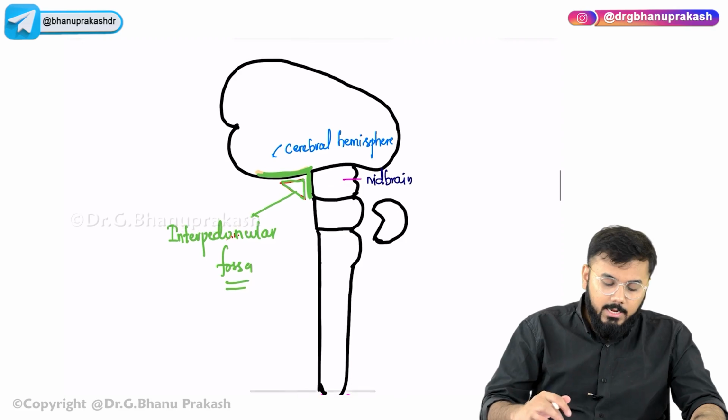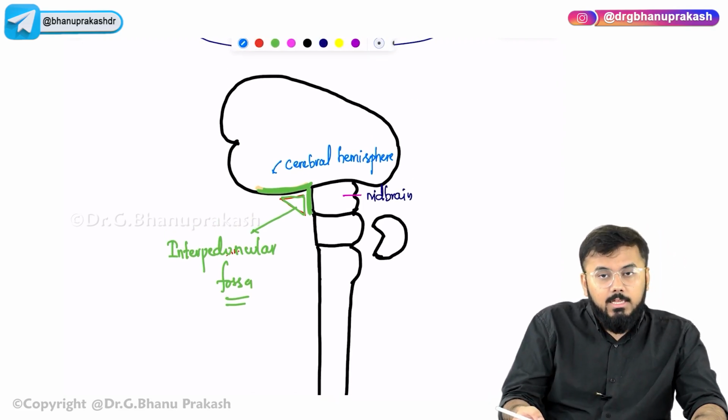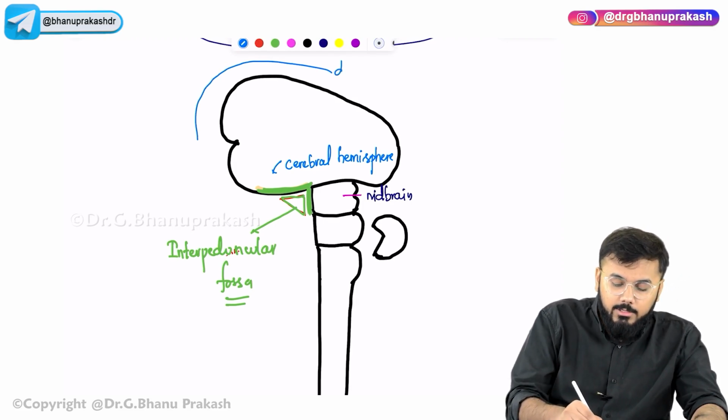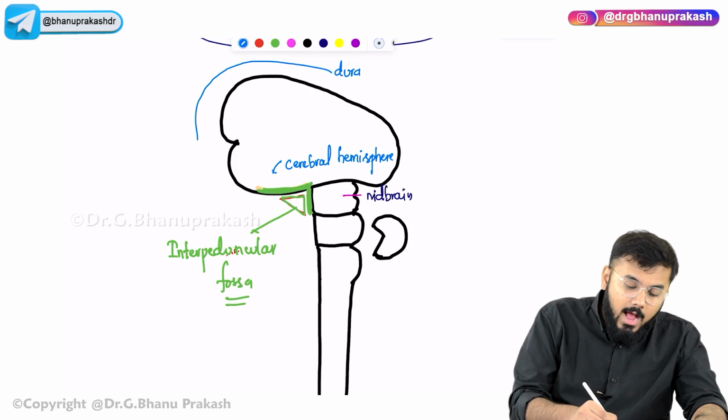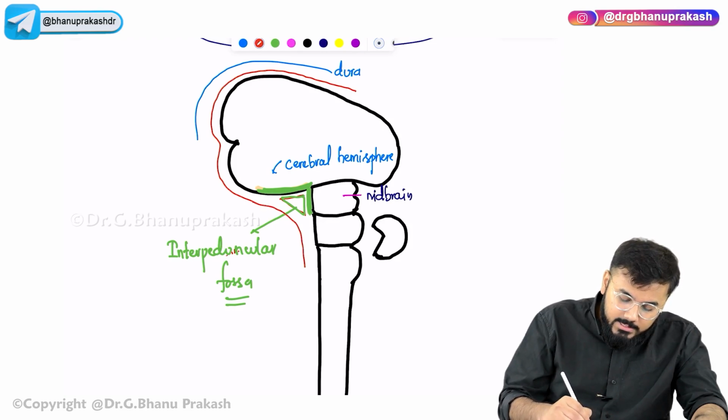Okay. Now within this interpeduncular fossa, there is one interpeduncular fossa. Another important thing is that you should know what are cisterns. Cisterns are, for example, what is the outermost layer? Outermost layer is your dura mater. Okay. After that, what is the next layer you have got? Next layer you have got is the arachnoid mater.